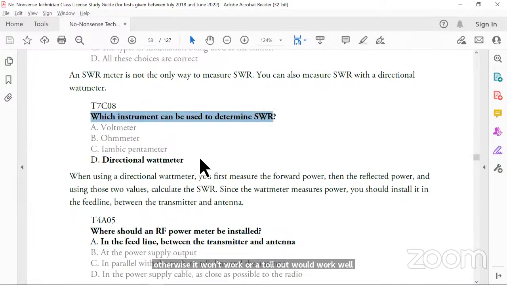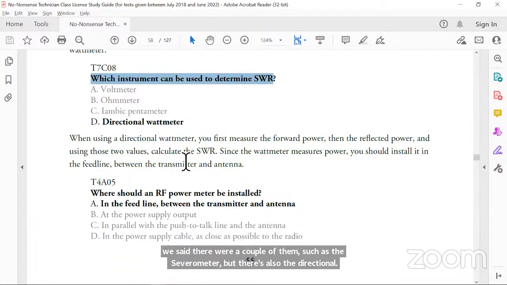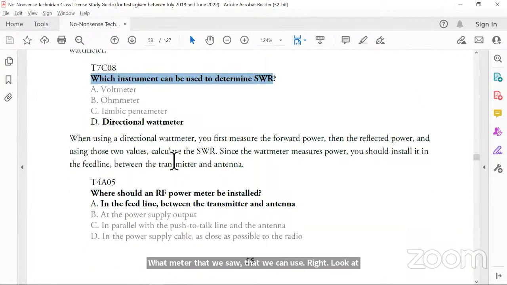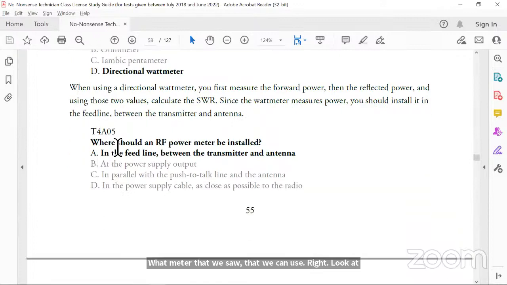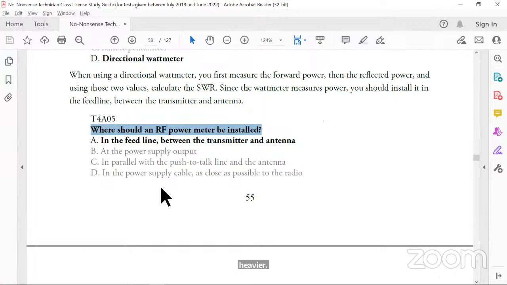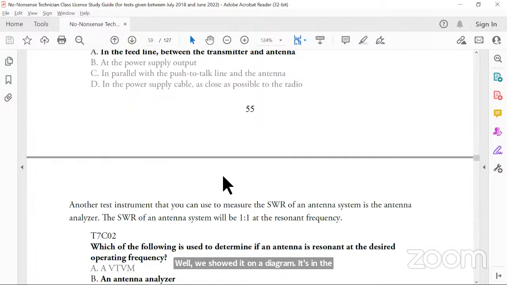Which instrument can be used to determine SWR? Well, we said there were a couple of them, such as the SWR meter, but there's also the directional watt meter that we saw that we can use, right? Look at the forward power, the reverse power, and then we calculate SWR. Where should an RF power meter be installed? Well, we showed it on a diagram. It's in the feed line between the transmitter and the antenna.